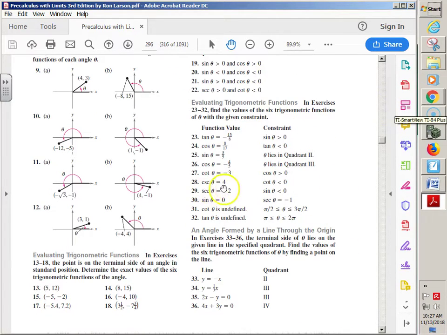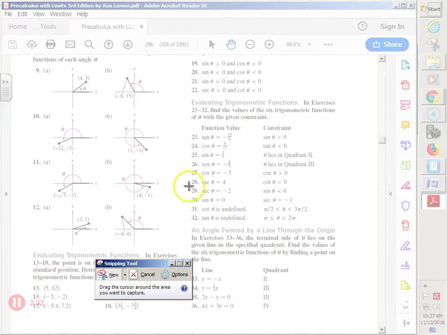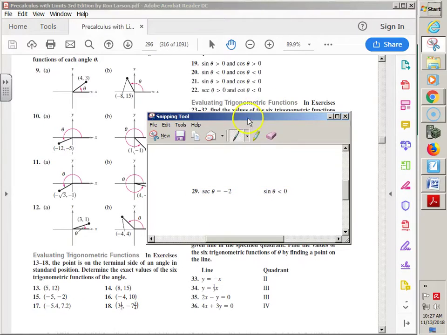Question 29 asks us a little bit differently. It gives us a value and says find all 6. By all 6, it means sine, cosine, tangent, cosecant, secant, cotangent. That's what it means by all 6.